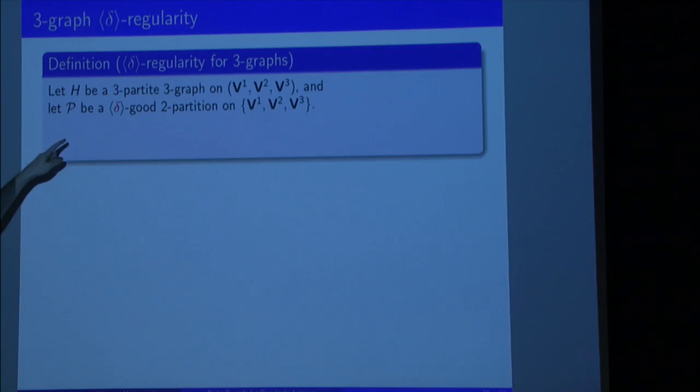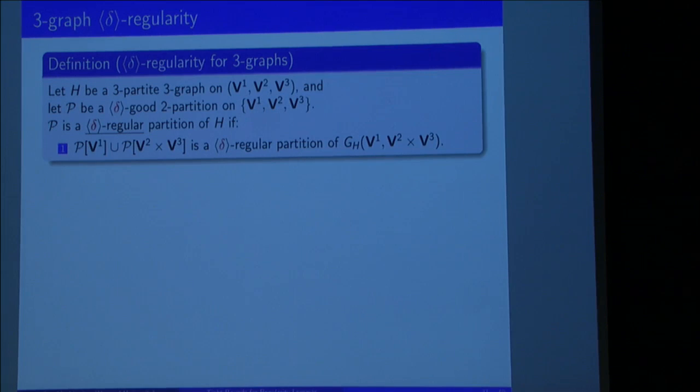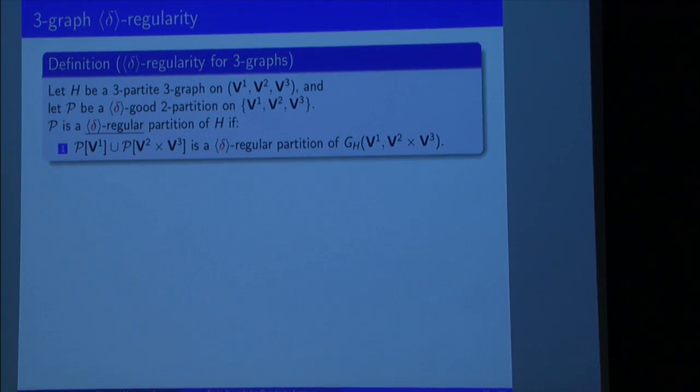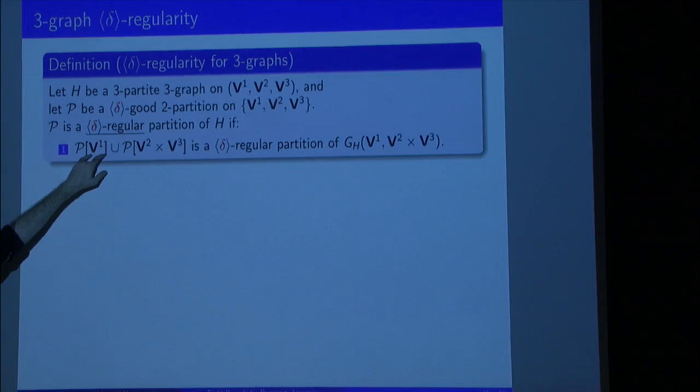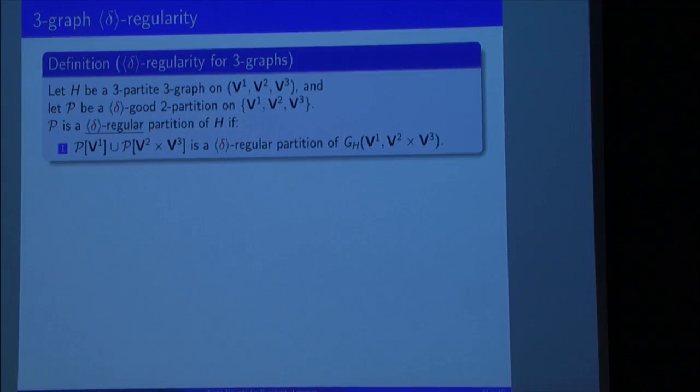So the partition has to be delta good, and I assume that it refines the three vertex classes of the hypergraph. The vertex partition refines V1, V2, V3. Then we call this partition delta regular of the hypergraph H if, well, three requirements. The first would be this: the auxiliary graph where I put V1 on one side and V2, V3 on the other side. If I take the partition of V1 and the edge partition of V2 cross V3, then it's a delta regular partition in the sense of graphs.